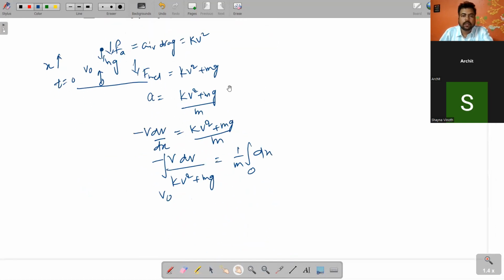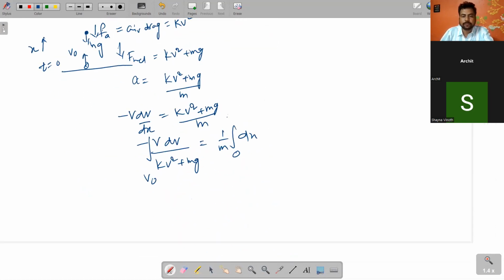No height is given. Let's say it will go to height h final, where its velocity will be 0. Now, how do you integrate this? I told you, you just have to assume this as some other variable: kv square plus mg equal to t. Differentiate this: 2kv dv.